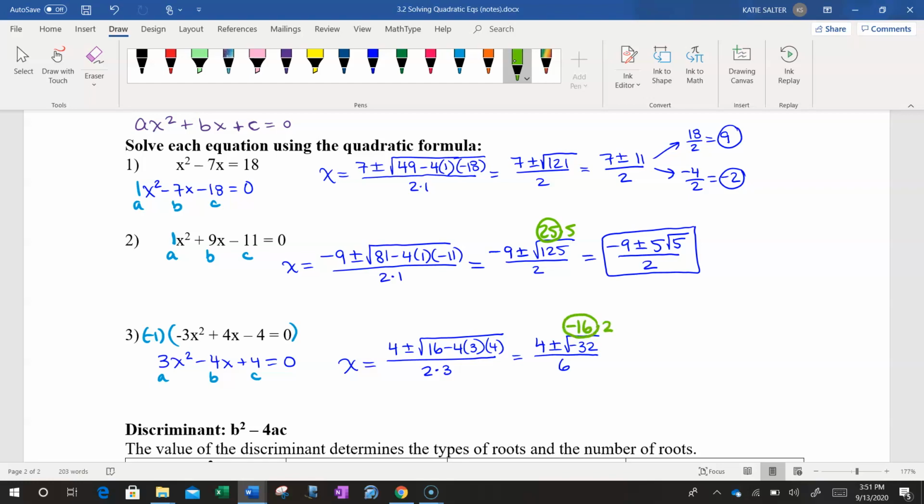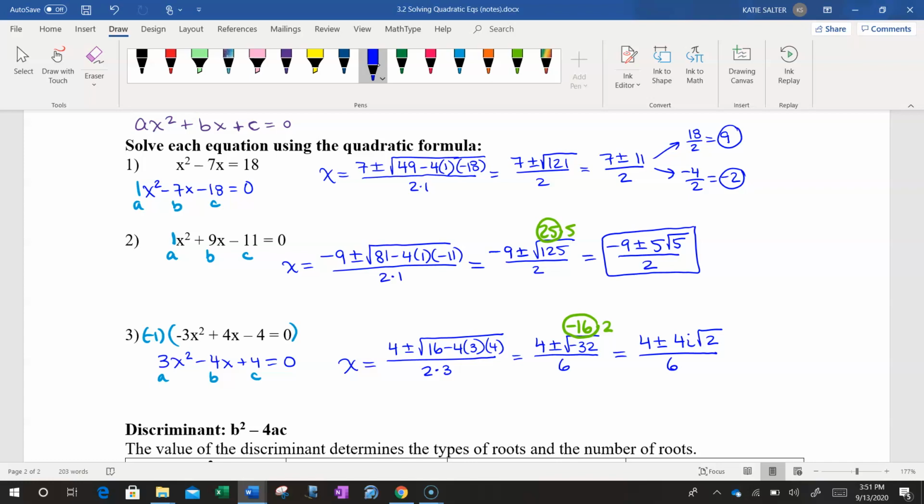The fact that it's negative, when we take the square root of it, we're going to pull an i out with it. So that's going to give us 4 plus or minus 4i. The square root of negative 16 is 4i. And then that 2 has to stay inside, all over 6. Once we get to this point, because the coefficient in front of this square root and this 4 right here and the denominator are all divisible by 2, we can reduce it. But we never ever reduce until the very last step.